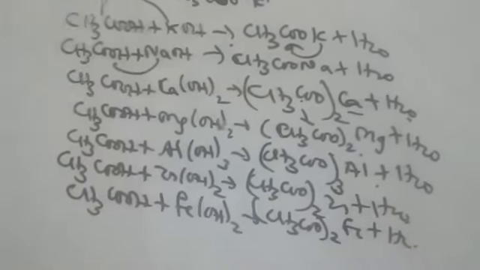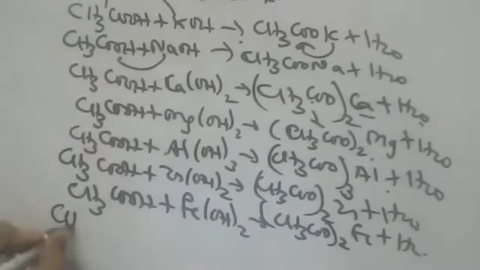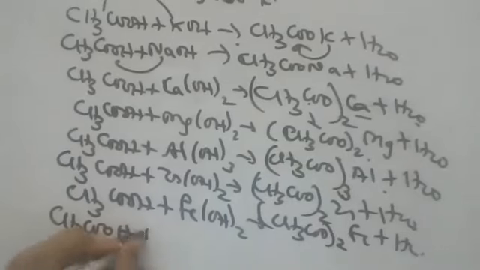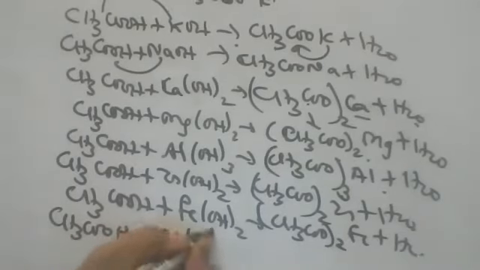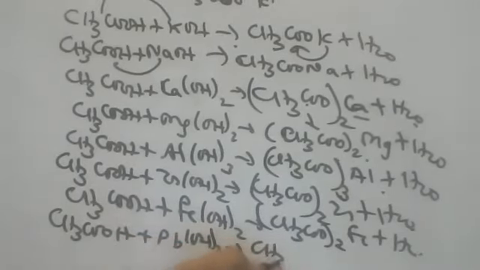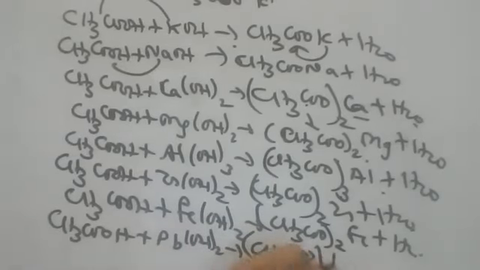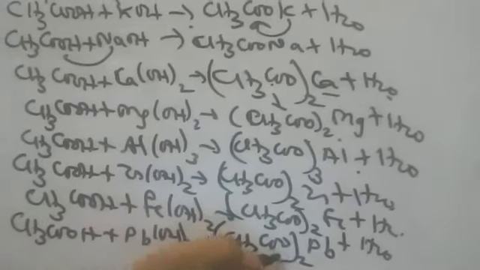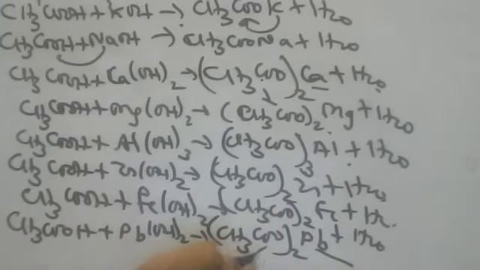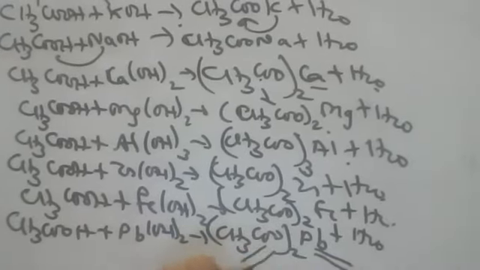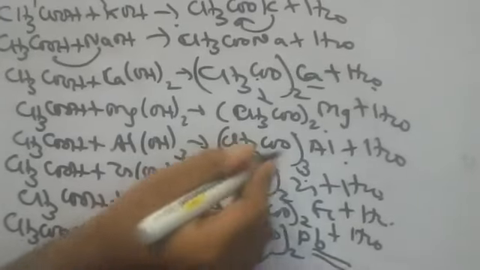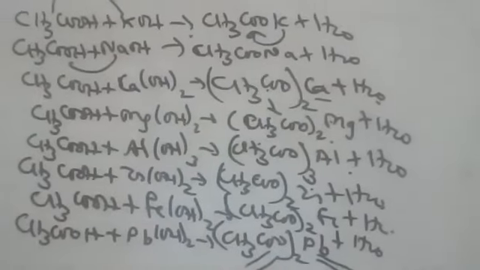Okay. Next one, last one, children. Lead acetate. CH3COOH plus Pb(OH)2 gives what, children? Lead acetate, (CH3COO)2Pb plus H2O. Okay. This is metallic part, non-metallic part, basic part, acidic part, basic part, acidic, basic acidic. Totally, it is a salt.